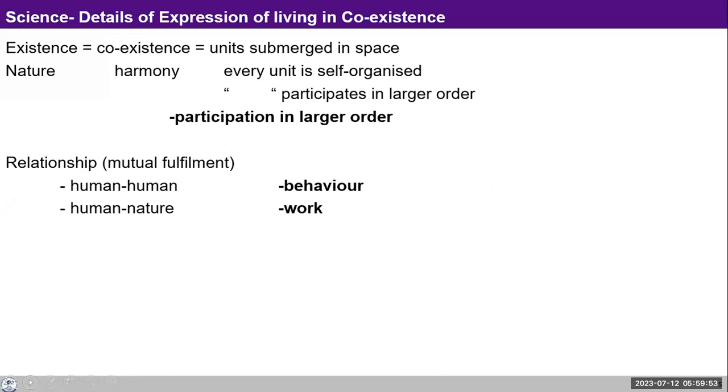If we see in the understanding part, understanding is seeing the reality the way it is and being able to see the existence in the form of coexistence, in the form of units submerged in space. And when I do that, I may be able to see that in the nature, there is already an underlying harmony. Every unit is already self-organized and it is also participating in the larger order. And with this participation also, things are all in harmony. This is how the pattern in existence is.